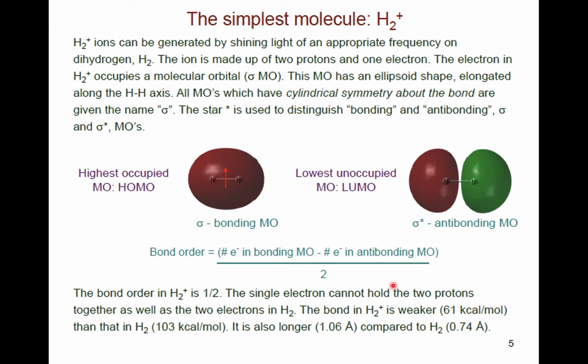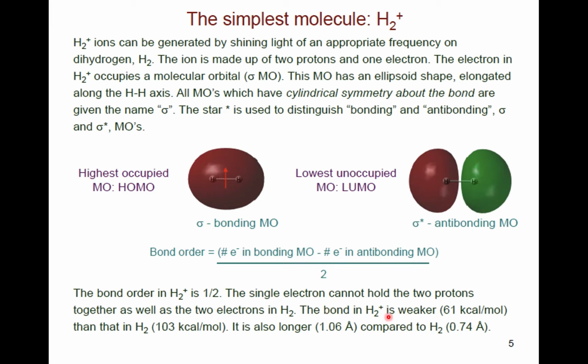So we can talk about the simplest molecule, and it's the molecular ion. It's H2+, and it can be generated by shining the appropriate frequency of light on an H2 molecule. We can oxidize that H2 molecule. And what we're left with then is a highest occupied molecular orbital, the only one, the sigma bonding MO, has an electron in it. And then the LUMO is empty right now. So if we do our normal bond order that we would have talked about in general chemistry, the number of electrons in bonding MOs, there's 1, minus in antibonding MOs, there's 0. So 1 minus 0 over 2 gives us a bond order of 1/2.